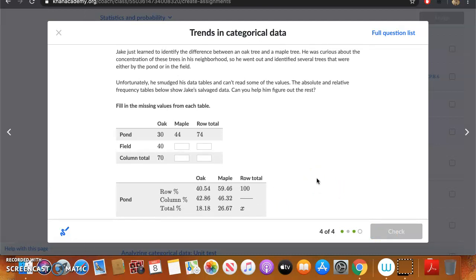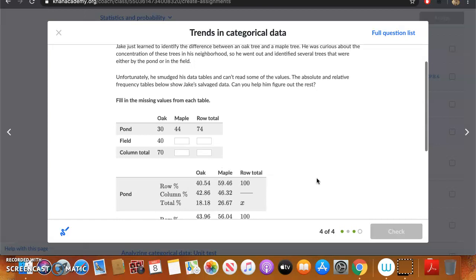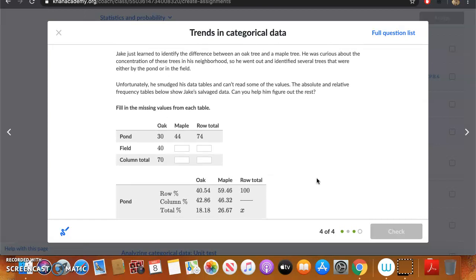Okay, so in this problem, we have Jake, and it says Jake just learned to identify the difference between an oak tree and a maple tree. He was curious about the concentration of these trees in his neighborhood, so he went out and identified several trees that were either by the pond or in the field. Unfortunately, he smudged his data tables and can't read some of the values. The absolute and relative frequency tables below show Jake's salvaged data. Can you help him figure out the rest?